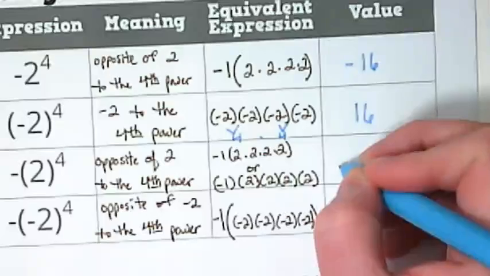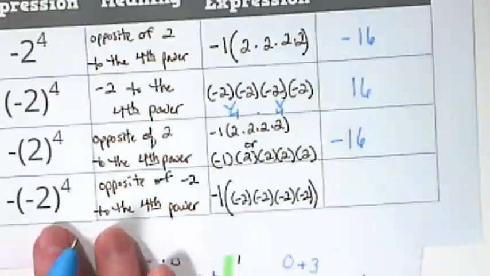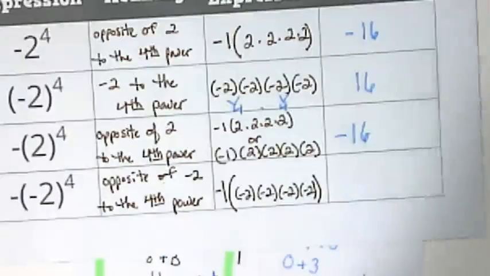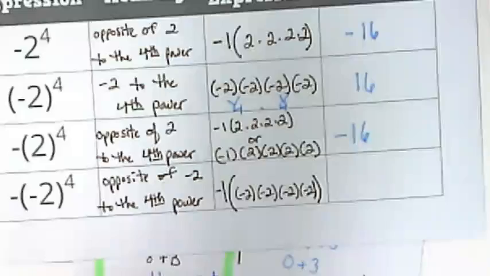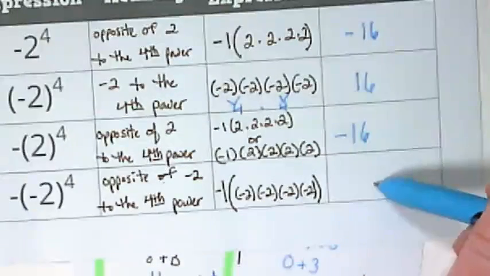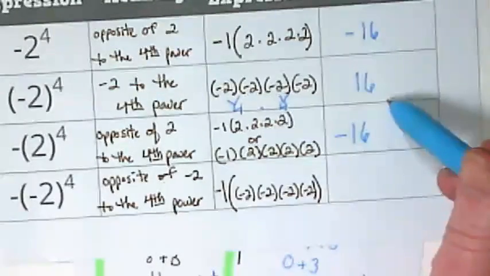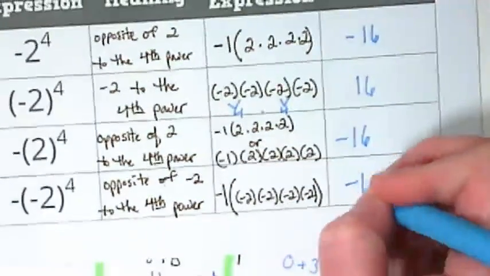Next one is negative 16. I mean, we know that already because we've already had the conversation that the first one and the third one are really the same thing, that's the fancier parentheses, right? That means this last one, if it is truly the opposite of this one, must also be a negative 16.